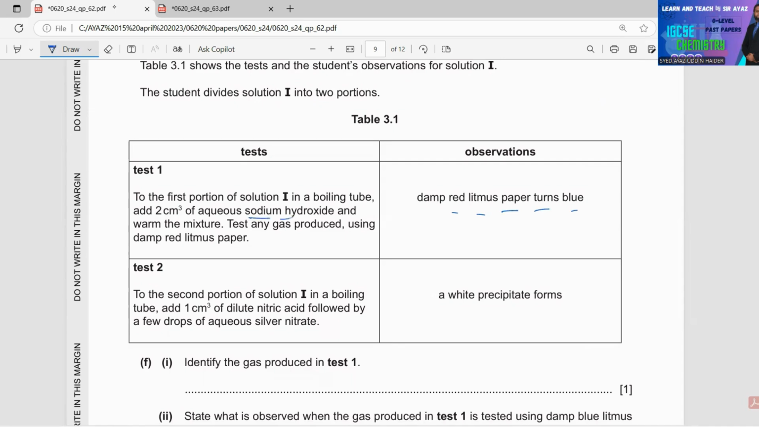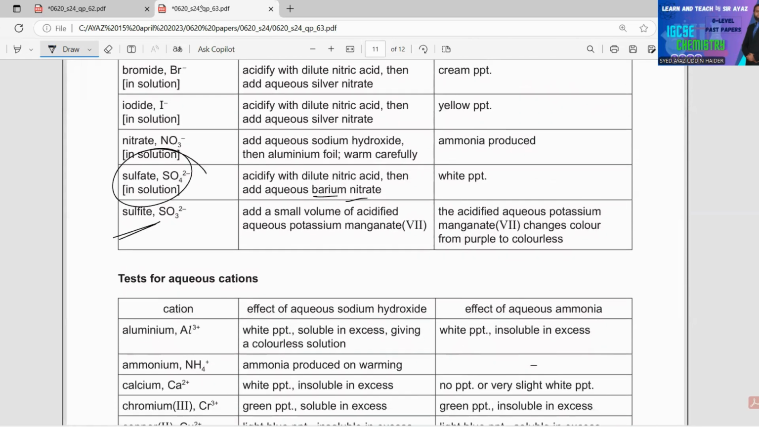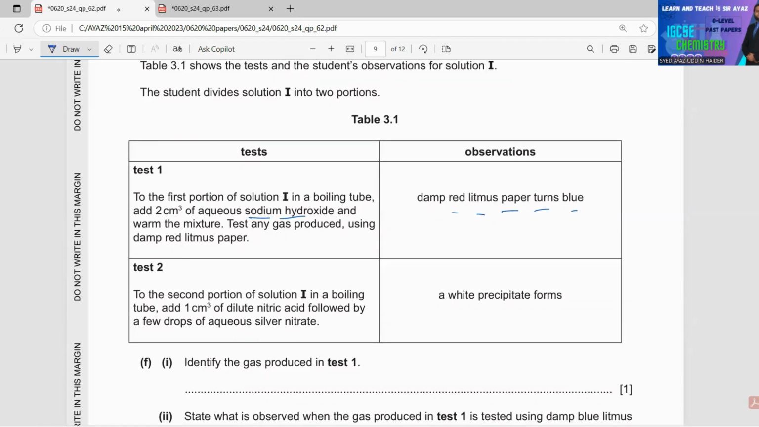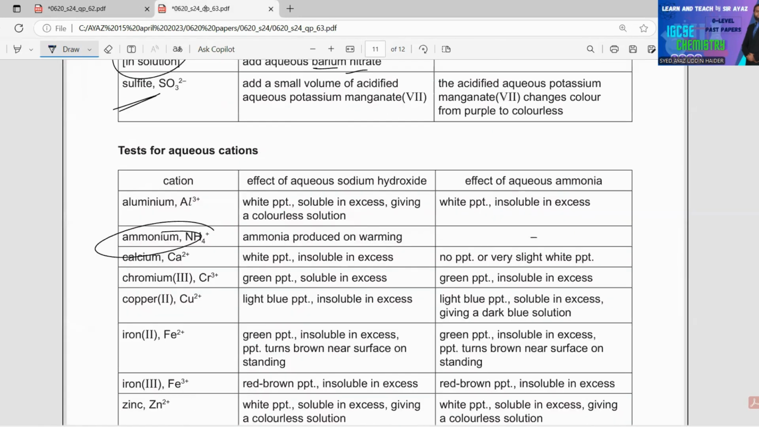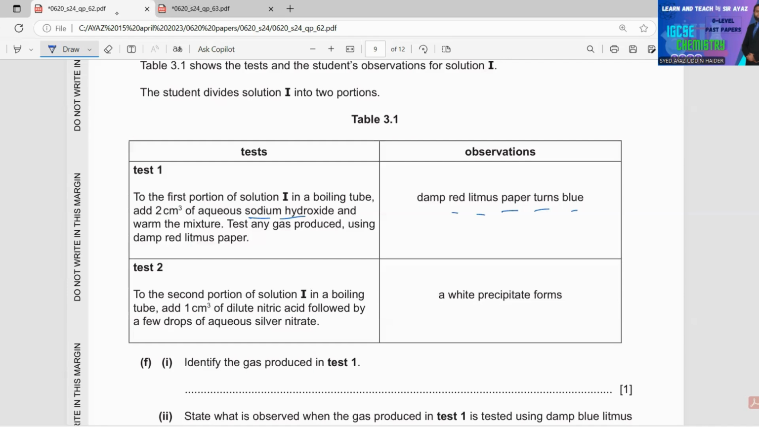Okay, this sodium hydroxide is used to identify the presence of positive ions. If you look at the cations list, positive ion or cation, the ammonium ion produces ammonia gas on reaction with aqueous sodium hydroxide of the sample. You can see the test of the ammonia gas: turning damp red litmus paper blue. So it's due to the presence of NH4 positive ion. It must be having NH4 positive ion. Gas is ammonia.